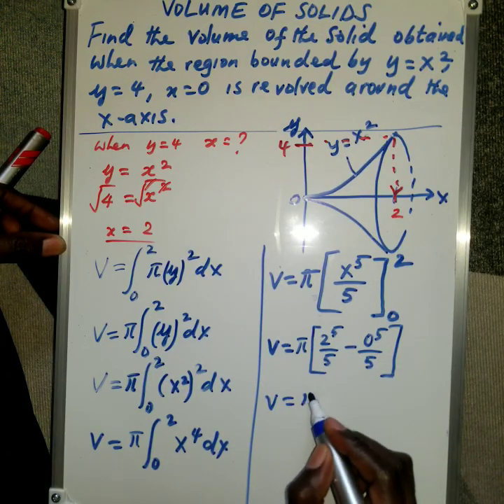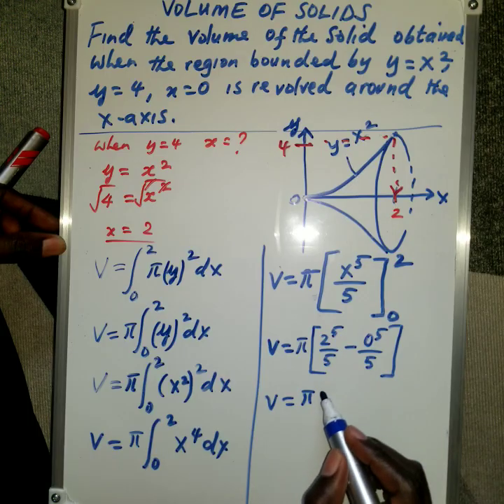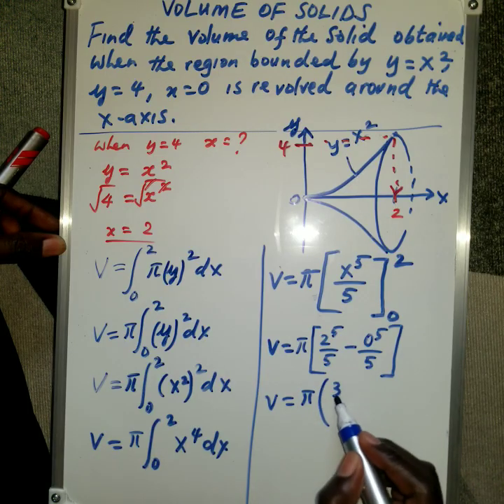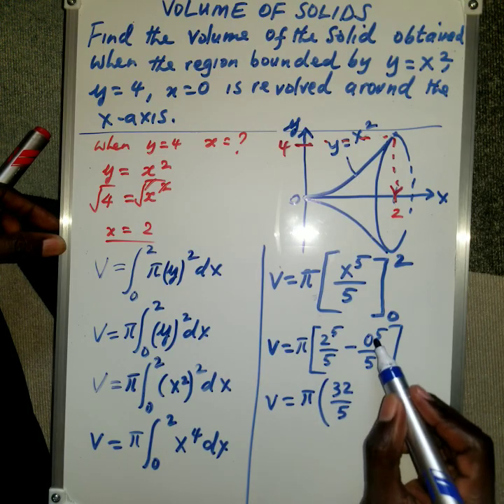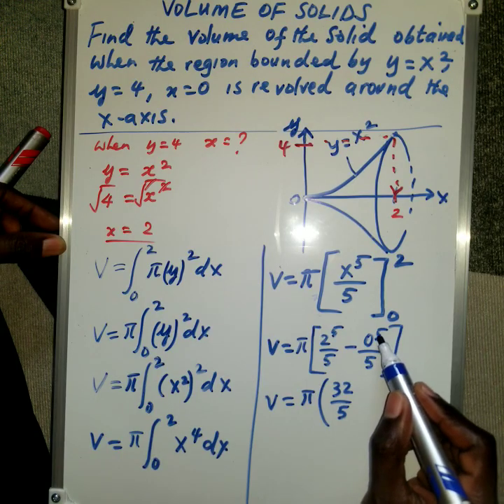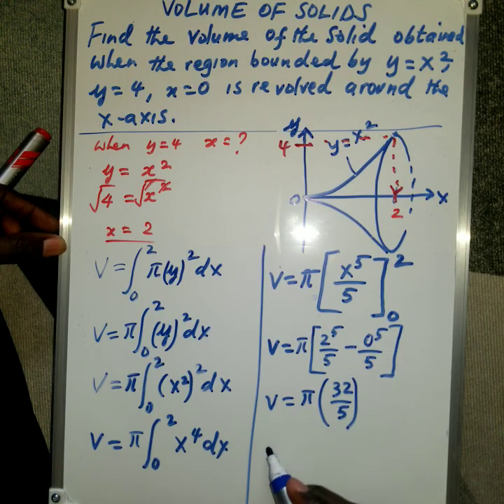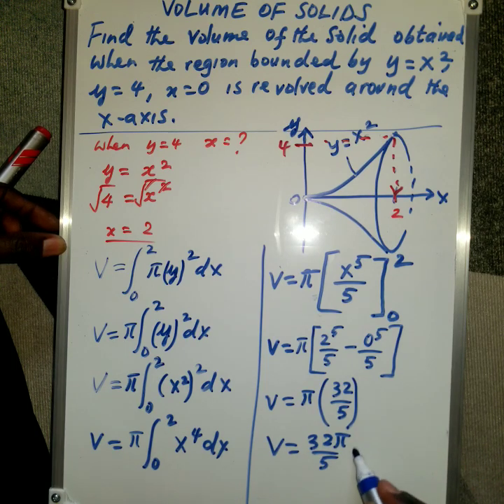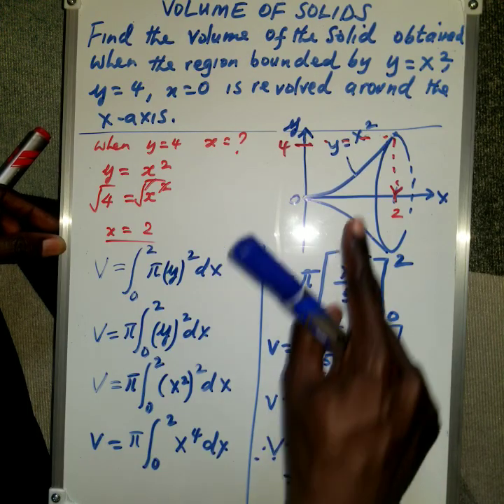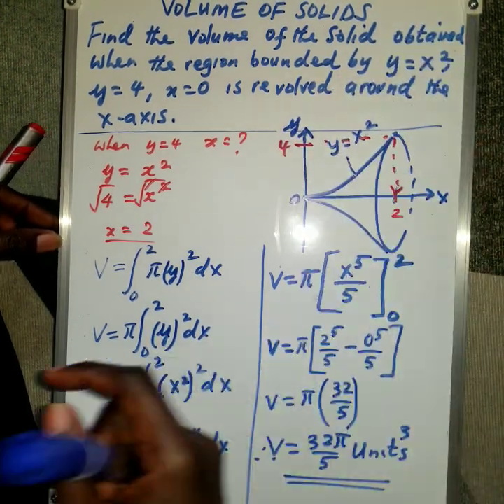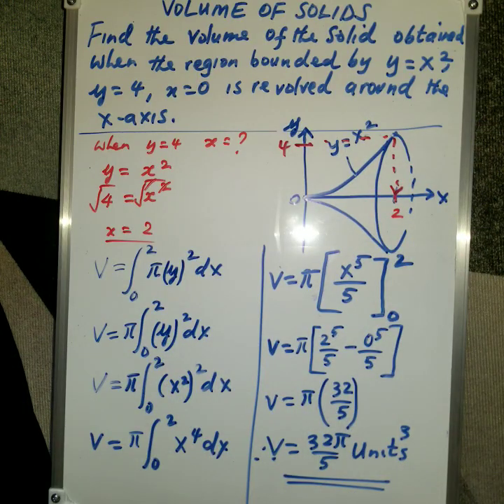So the volume will be pi, 2 raised to the power 5, that is going to give us 32 over 5. Remember, 0 to the power 5 is 0, so you can just ignore that. This times that will give me 32 pi over 5. Because this is the volume, we can simply say cubic units. So that is the volume that is bounded when that is rotated about the x-axis.